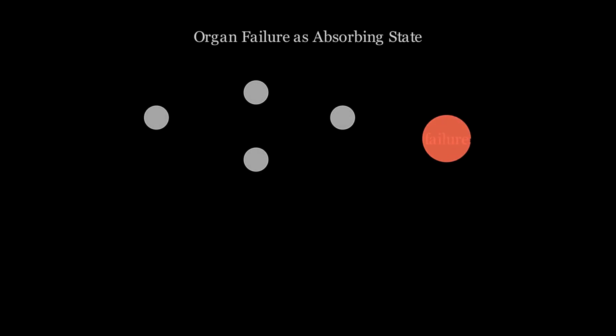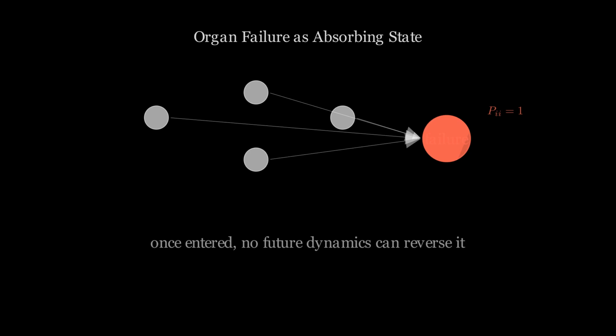Organ failure is modeled as an absorbing clinical state. Once entered, no future treatment can reverse terminal deterioration. All subsequent patient trajectory is irrelevant. The terminal condition dominates all preceding clinical behavior.